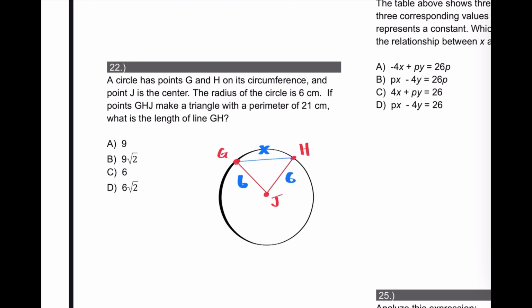You're tempted there to maybe try to do the Pythagorean theorem or something like that, but we don't know if this is a right triangle. So really, the perimeter is going to be just those three side lengths added together. So if we go 21 minus 6 minus 6, we do get 9. So A is your correct answer there.